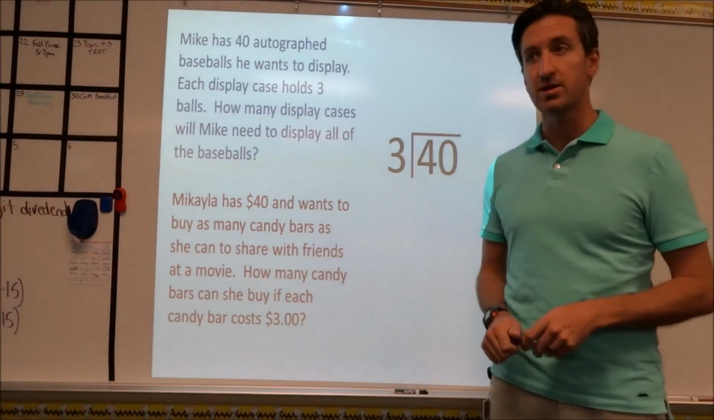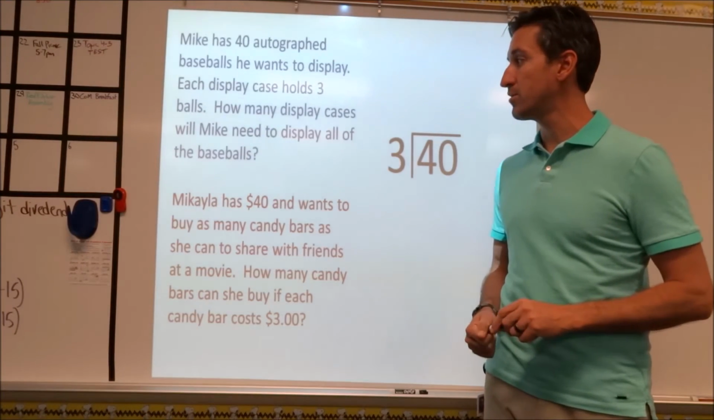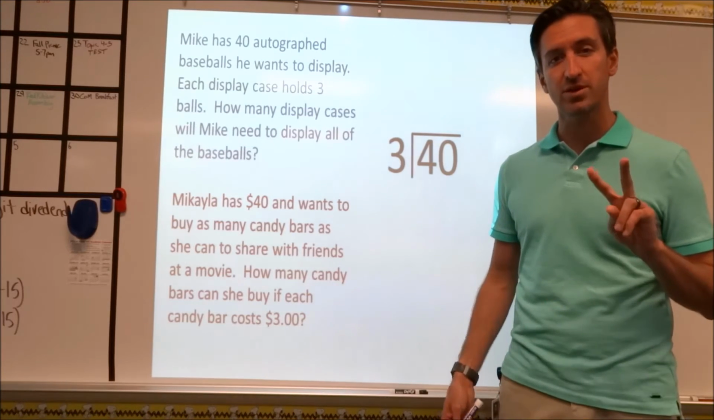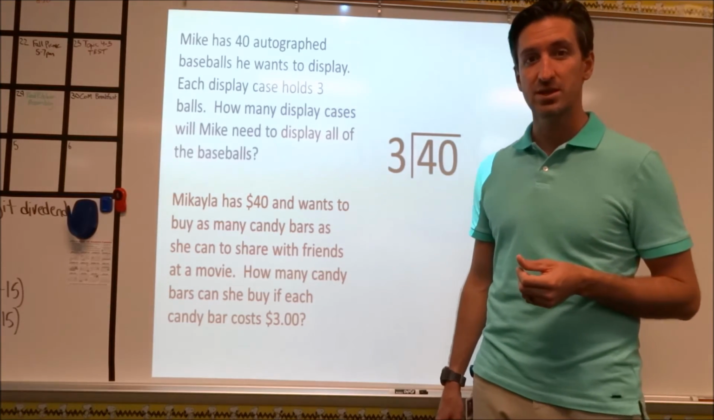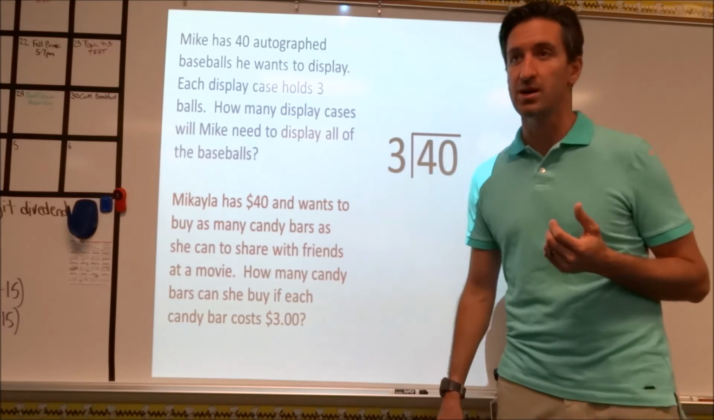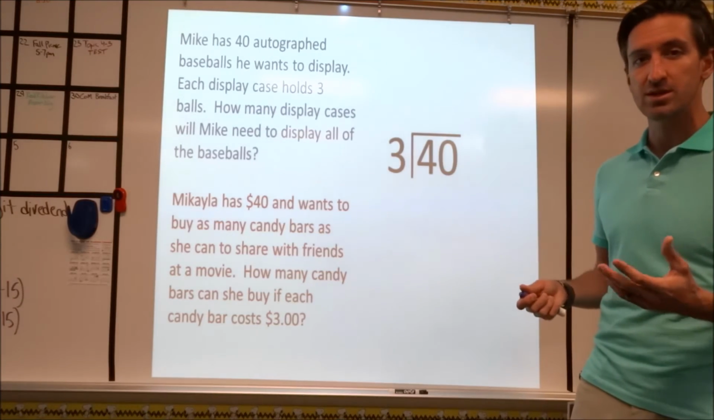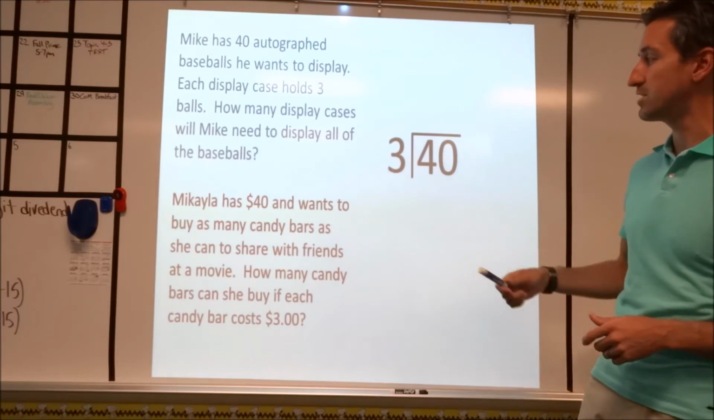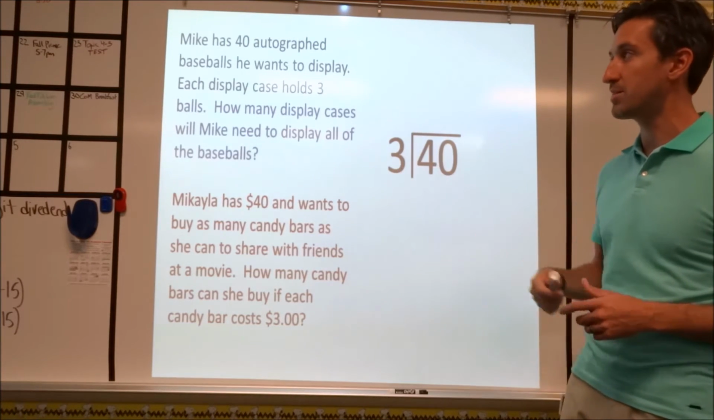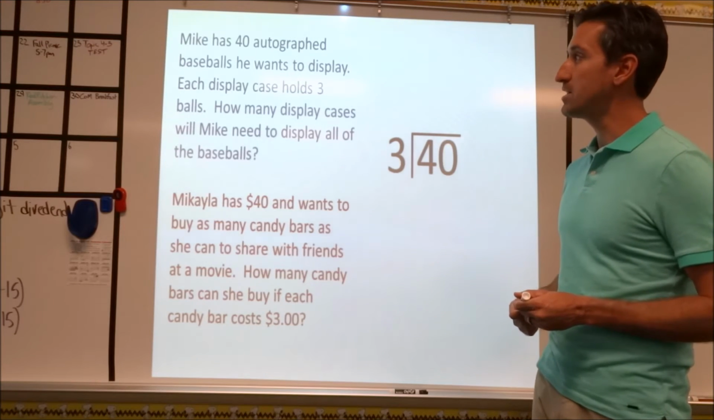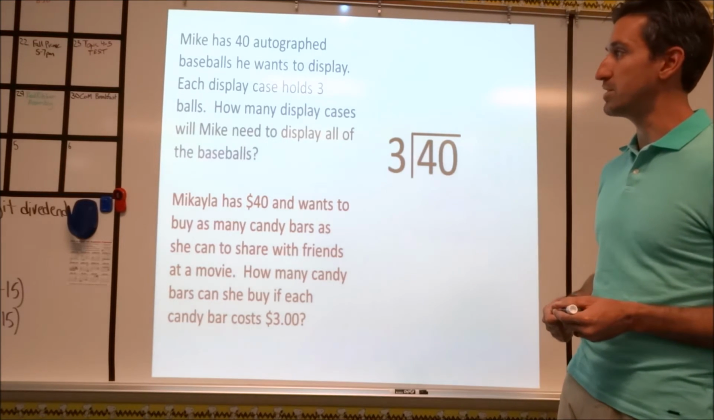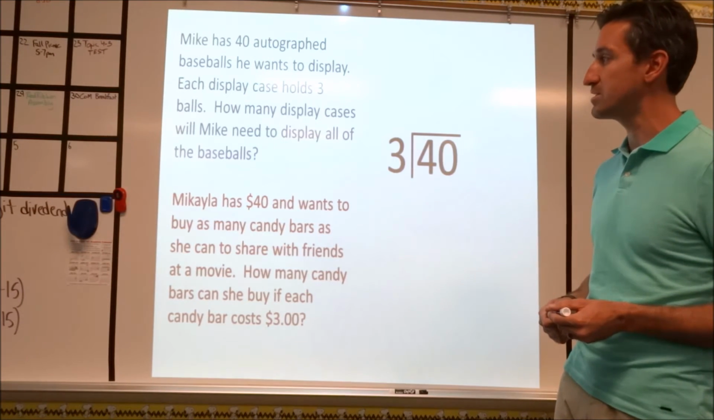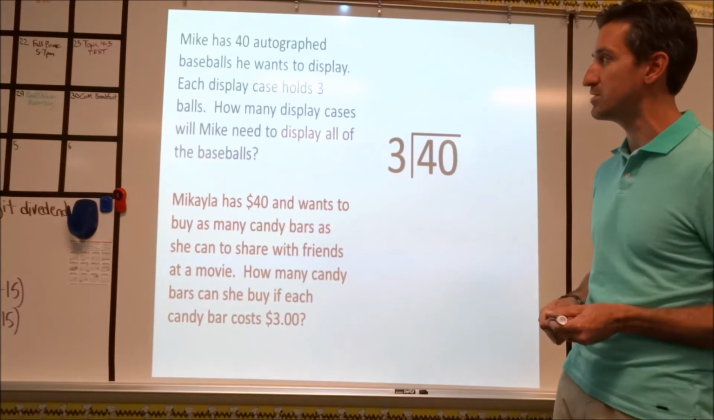Alright, when you're dividing, you have to really think about what you're doing with the numbers. You can have the same division problem on 2 different questions and have 2 different answers. It sounds really confusing, but it's not if you think about what you're actually using the different items for. Here's 2 different questions that use the same problem, 40 divided by 3. Mike has 40 autographed baseballs he wants to display. Each display case holds 3 balls.